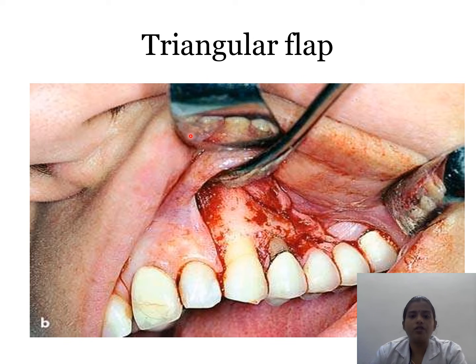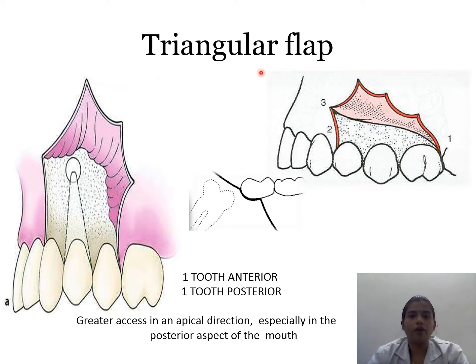This picture represents the triangular flap. In this flap, we can see the L-shaped incision with the horizontal incision along the gingival sulcus and a vertical oblique incision extending from the vestibular fold to the interdental papilla of the gingiva. The triangular flap is also called the three-corner flap. Why? Because it is an envelope flap with one releasing incision with three corners.